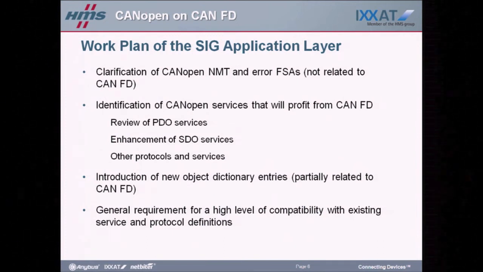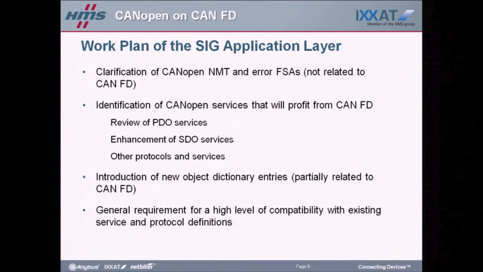So the work plan of this special interest group application layer: one of the things that we did first was actually a clarification of the NMT and the error state machines, which is not at all related to CAN FD. So it's not part of this presentation actually. So don't expect any UML state machine diagrams here and things like that. So the CANopen services that we try to identify, we had a look at the PDO services, SDO services, and generally other services and protocols where we could really profit from the higher speeds and the higher payload.